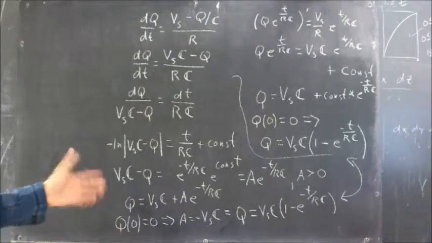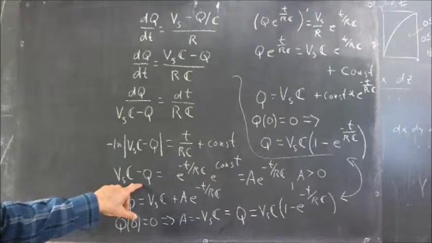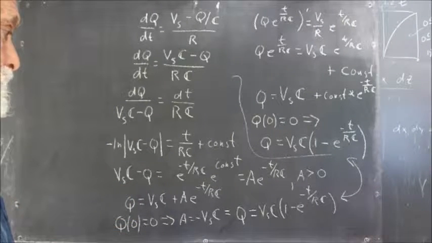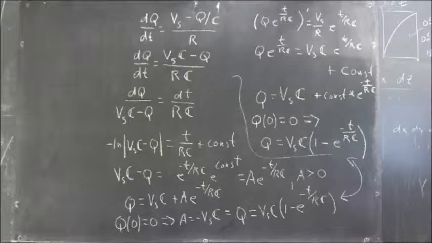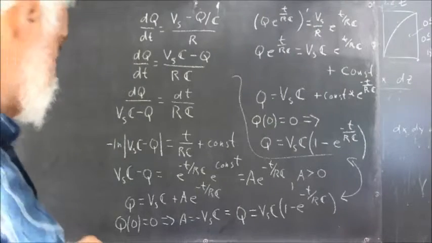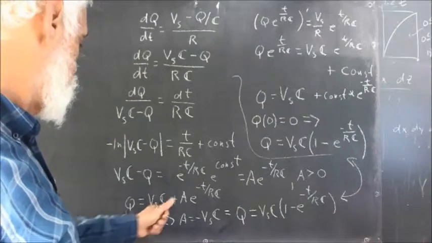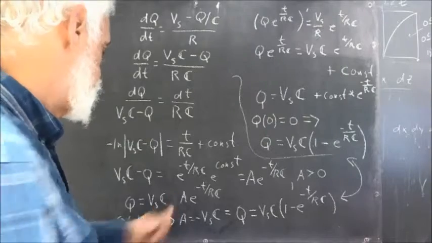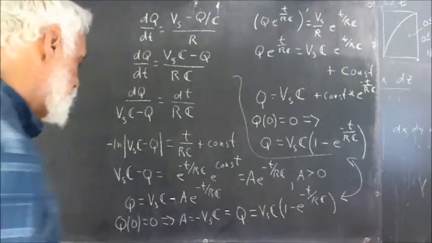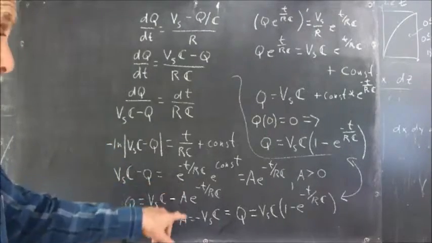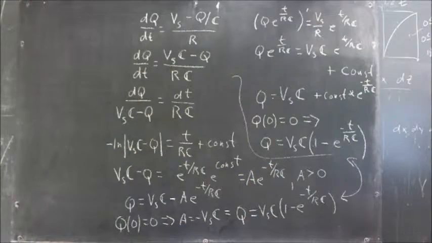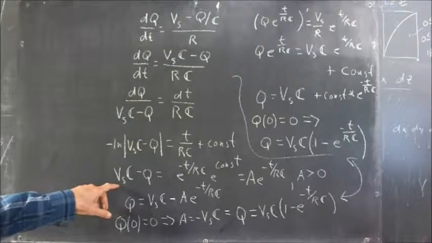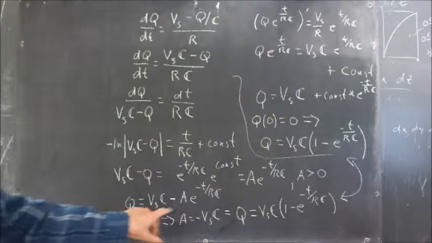Now we have our general solution. When we solve for q, we actually get a minus here. We multiply through by a minus. We get negative A e to the negative t over RC, and then plus our VsC. So our solution for q would be this.